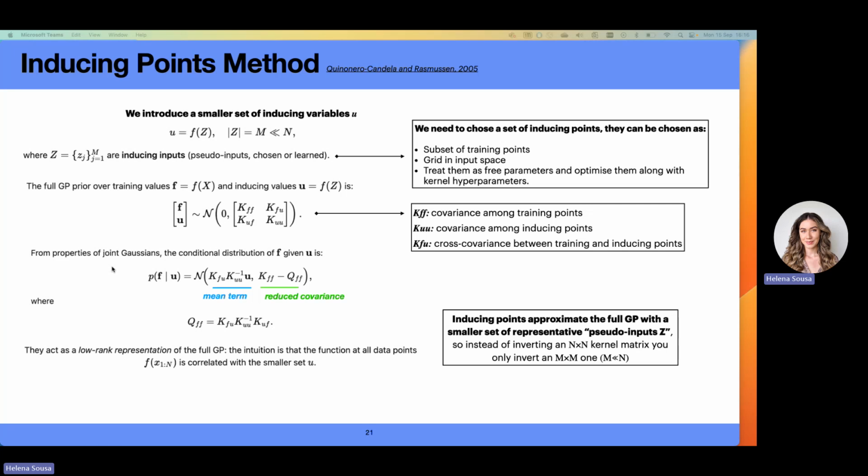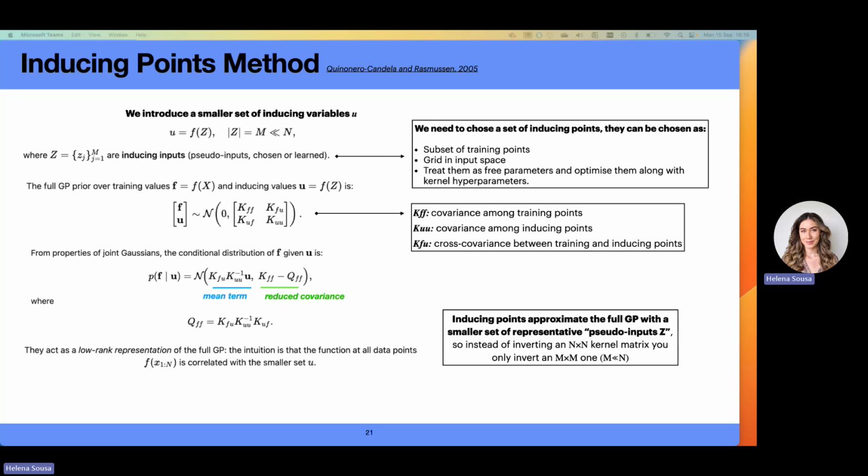I skipped a little bit of math here, but basically, from the properties of joint Gaussians, we can write this conditional distribution of F given our inducing variables as this, where we have this mean term and this reduced covariance. In summary, this means that once we know our inducing points, the function values at all the training points F can be predicted using this mean term and this reduced covariance.